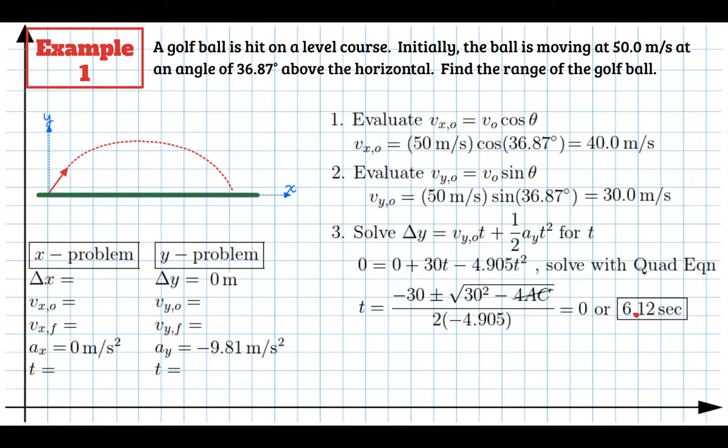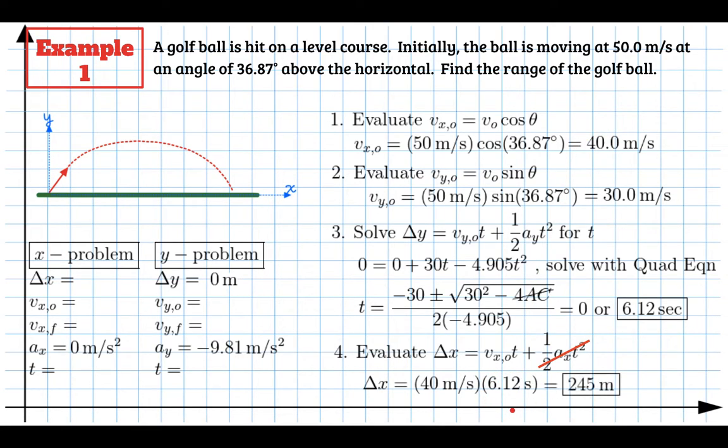And once we know the time, we can now solve the x problem. Okay? So this is just like we did with horizontal launch projectiles. We know the acceleration in the x direction is 0, so that term gets clobbered. We're trying to find delta x, so we put in the initial velocity in the x direction, which we found up here. We multiply that by the time, and we get the range of the projectile. So this golf ball goes 245 meters horizontally before it hits the ground.